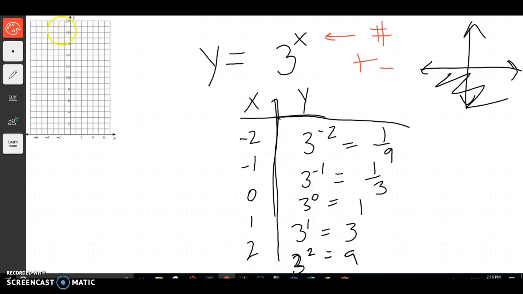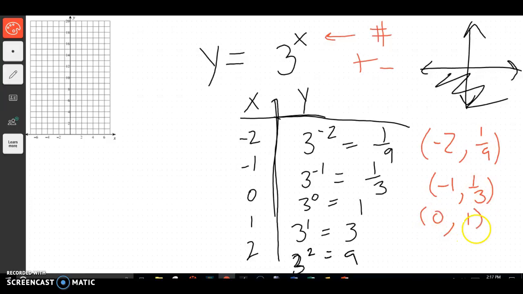Now let's see what points we got. We got negative 2 comma 1/9, negative 1 comma 1/3, 0 comma 1, 1 comma 3, and 2 comma 9. Now we would just graph these. Negative 2, 1/9 is barely visible. It's not very high up. Negative 1 comma 1/3 is a little bit higher. This one happened at 1, so not very high up. 1 comma 3 is right there, and 2 comma 9 is right here. So again, it makes the same kind of L shape that we had before.